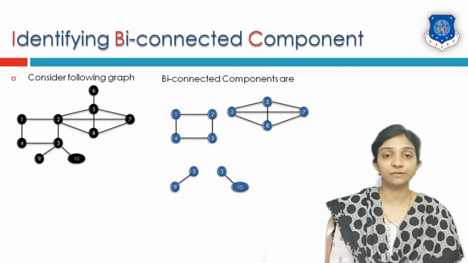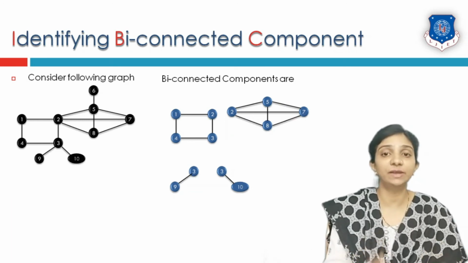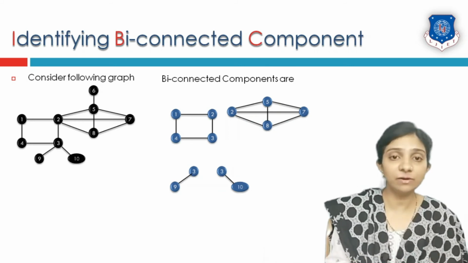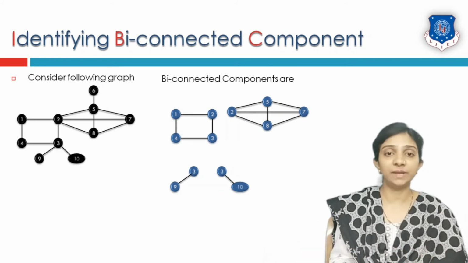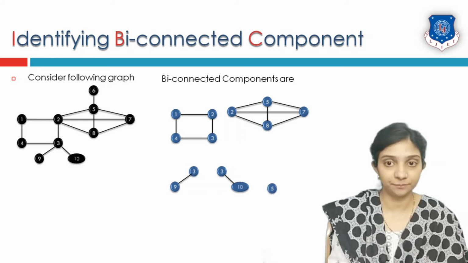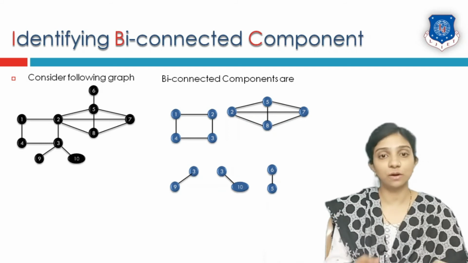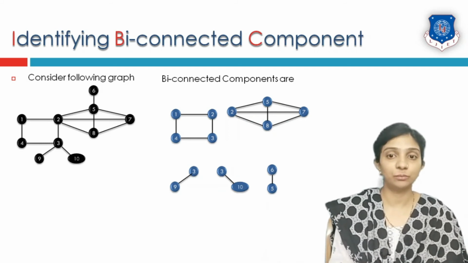This subgraph has 4 vertices which are strongly connected. Deleting any vertex out of these 4 won't make our graph disconnected. Now the edge from vertex 5 to vertex 6 is also our biconnected component.